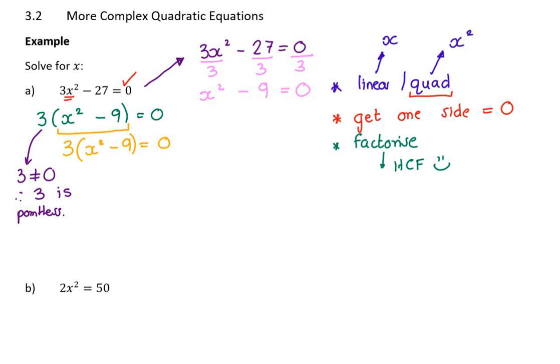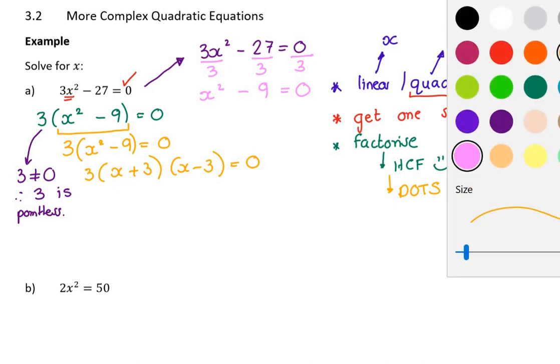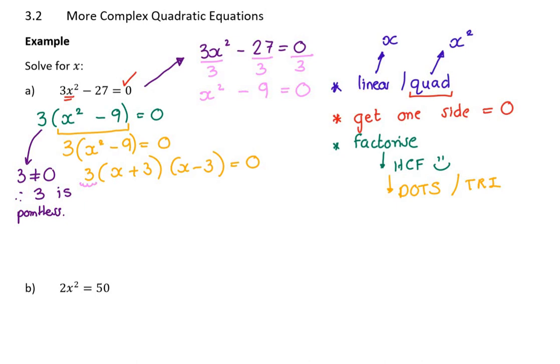What do we do once we've checked for a highest common factor? We then check for a difference of two squares, or we check for a trinomial. In this case, x squared minus 9 we know is a difference of two squares, so I change this to x plus 3 and x minus 3. This is why factorizing is so important. Again, this 3 here, you don't have to have it there. It can be there or it cannot be there.